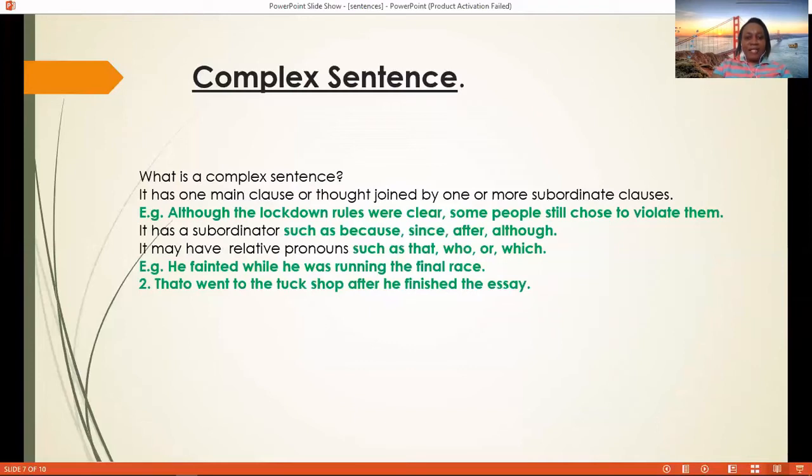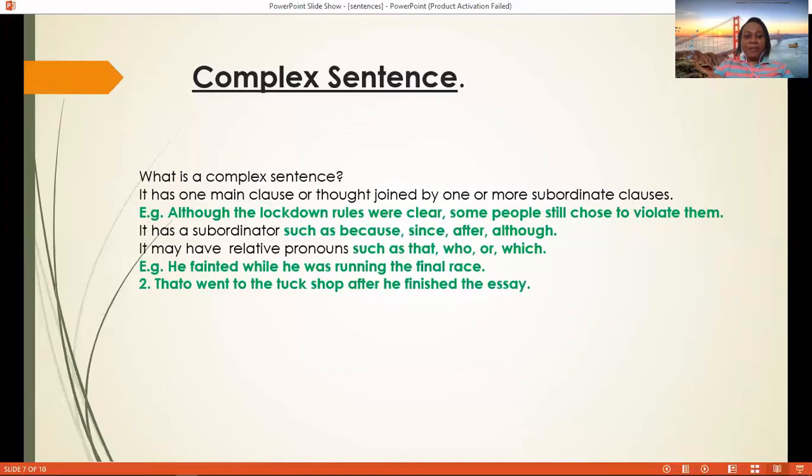He fainted while he was running the final race. He fainted while he was running the final race. So look at while there, helping us come up with that complex sentence.